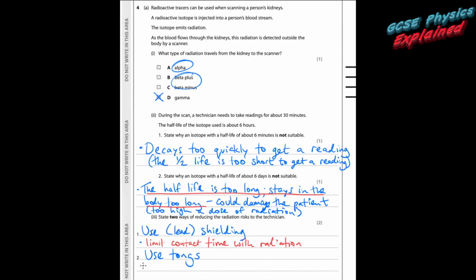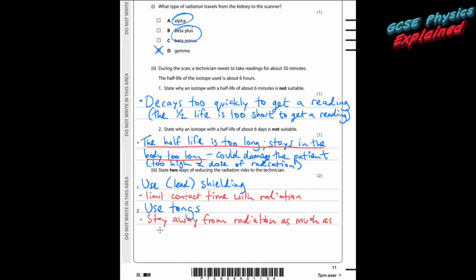Get them to stay away from it as much as possible. They could use a dosimeter badge to monitor exposure. They could store the source in a lead box. Any of those. Again, I like the answers in the blue.